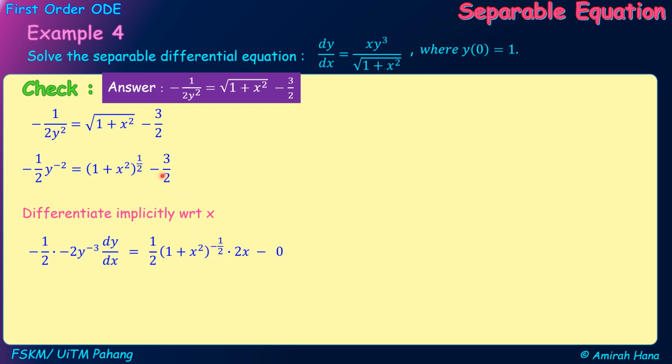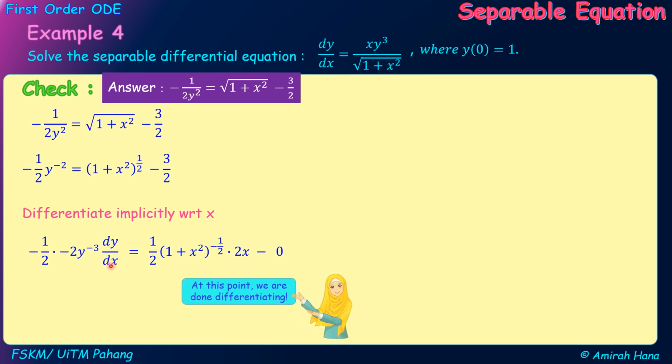And then minus 3 over 2 here is a constant. So when we differentiate any constant, the answer equals 0. For this term, we don't need to write anything, there is no variable y here, so we don't need to write dy over dx. But for the left-hand side function, we have variable y, so at the back we must put dy over dx when we differentiate variable y with respect to x.